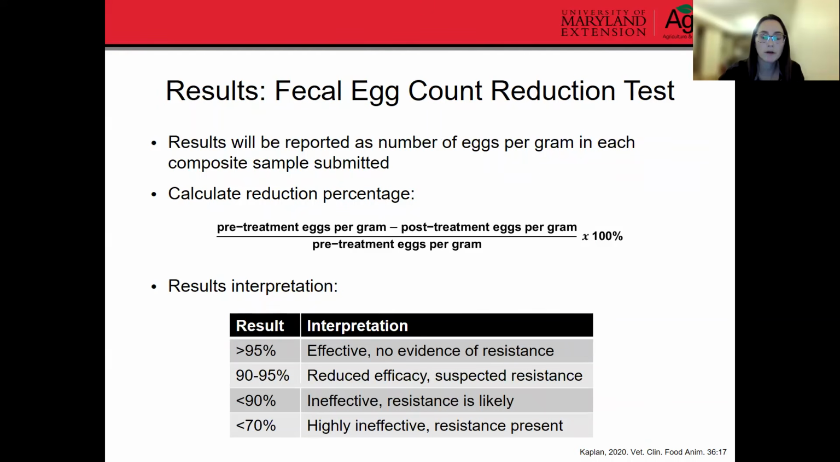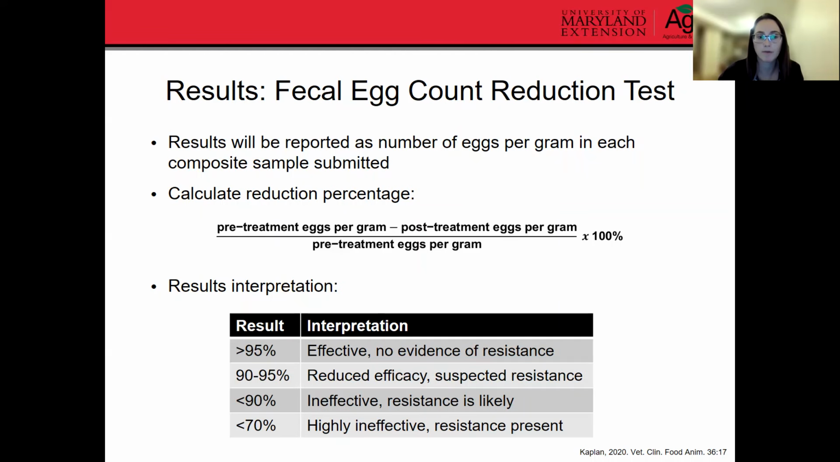And what we do with those results is we look at them and we say, oh, it was effective, or no, it was ineffective. The threshold that we like to use for an effective treatment is 95%. Anything less than 95% is considered to have reduced efficacy or developing resistance. And anything less than 70% is considered highly ineffective.